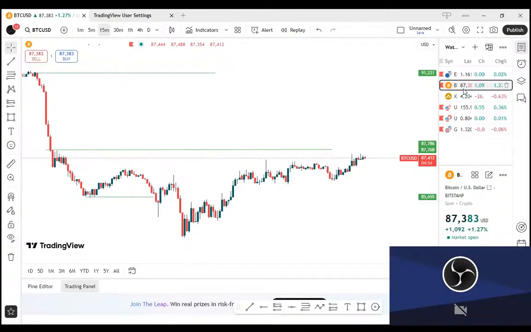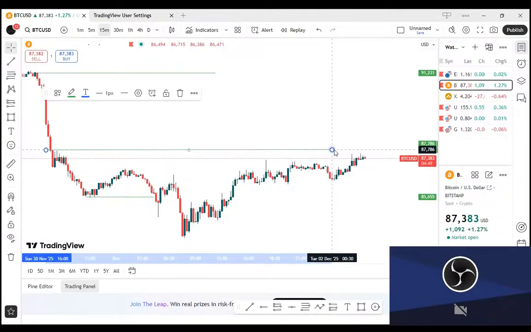BTC is trying to make a pullback. BTC might drop from here. It's not taking off. It's still a sell on BTC from here.